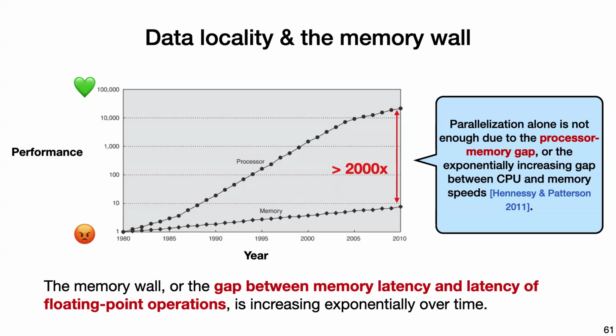Even if you increase your processor speed infinitely, you're still bottlenecked by how fast you can move data to the processors. So if your problem is memory bottlenecked, increasing the parallelism may not help in many cases. Parallelization alone is not enough because of this gap between the two.